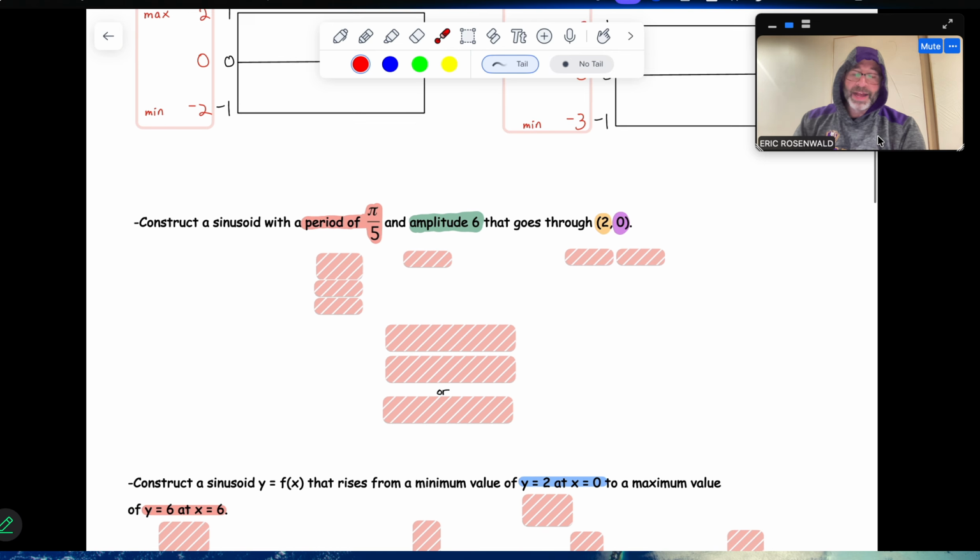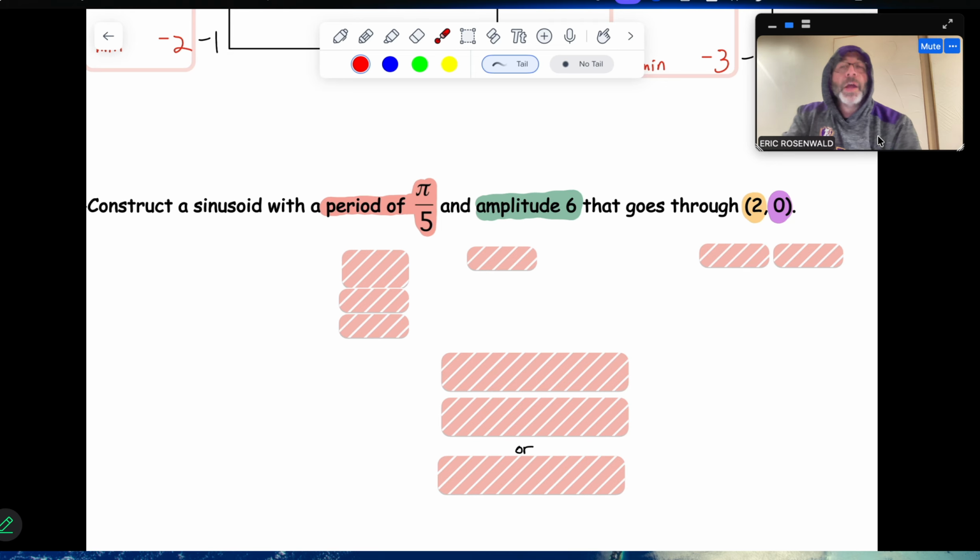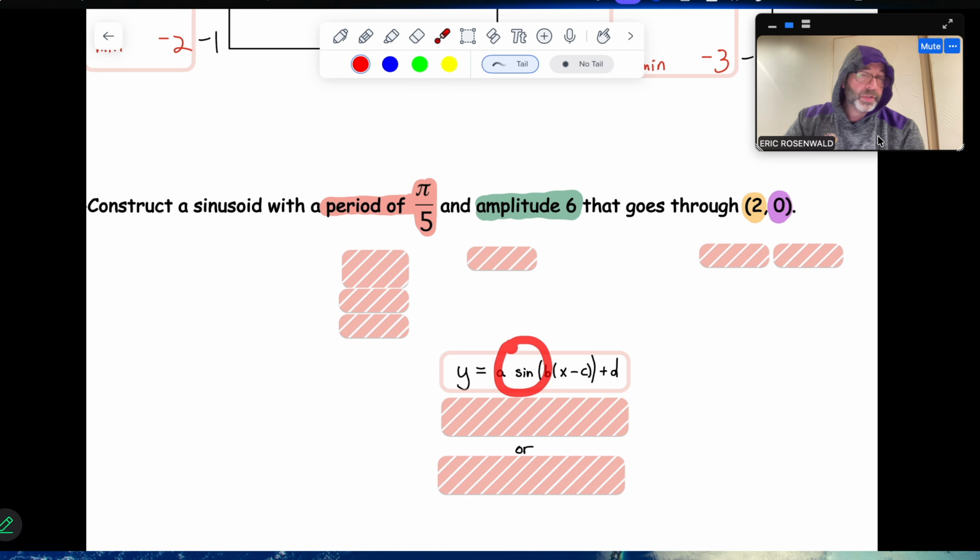All right, so now let's take some information and piece together an actual function, okay? It says construct a sinusoid with a period of pi over 5 and an amplitude of 6 that goes through 2, 0. When they say a sinusoid, they're talking about this function right here, that y is equal to a times the sine of b x minus c plus d. But that's not the only one. We can actually replace the word sine with the word cosine, and that's another sinusoid function. It's the same function, it's just shifted by pi over 5 typically, okay?